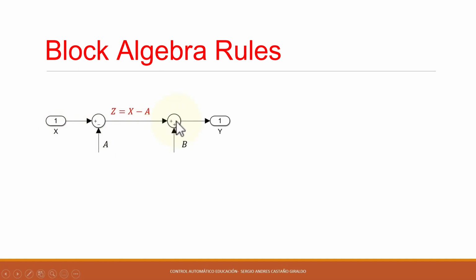In this other element, it's a summing element. So, we see that at the output of the summing element, we have the signal Y, as we see here, which is simply the signal Z entering here, and the signal B entering from below.